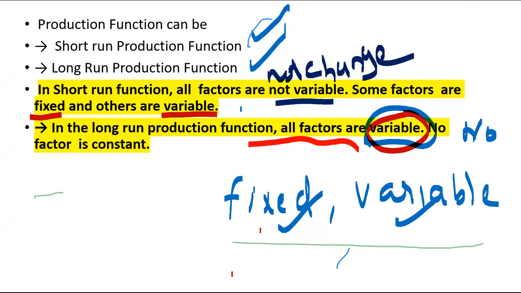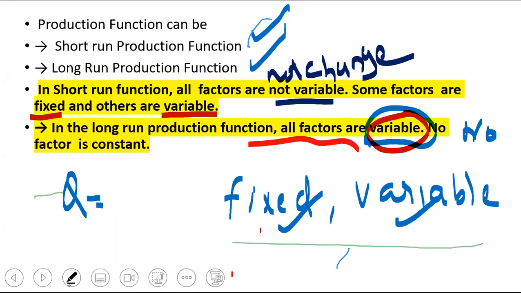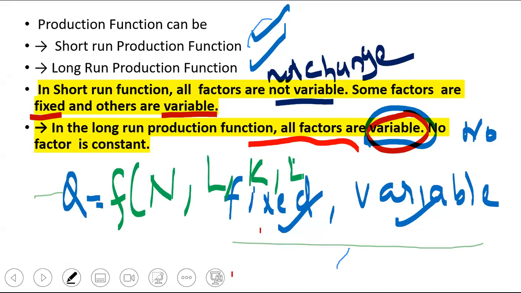So we are quickly repeating production function kya hai. Dekho idhar I am writing. Production function is equal to the function of N, that is land, labor, capital, entrepreneur, and technology. This is divided into two. One is the short run, one is the long run. Short run production function, all factors are not variable. Some factors are fixed. In the long run production function, all factors are variable. Koi bhi factor fixed nahi hai long run mein.